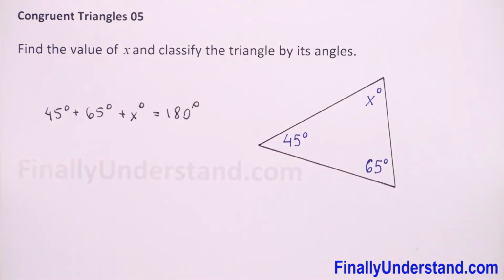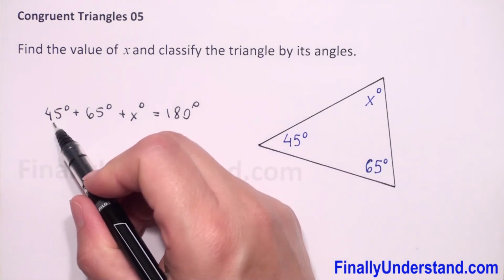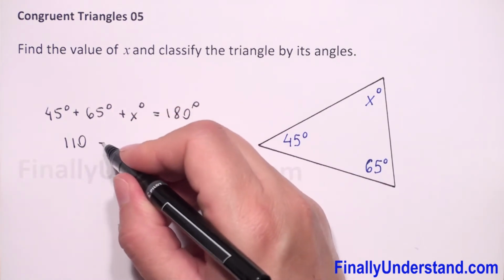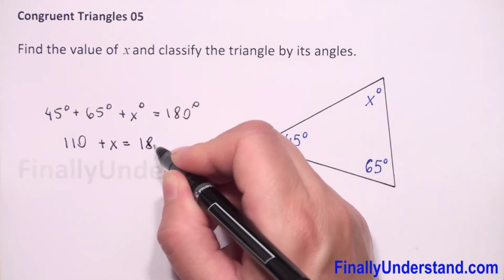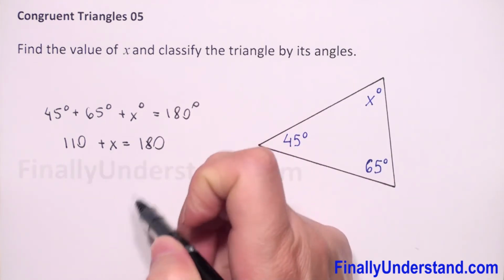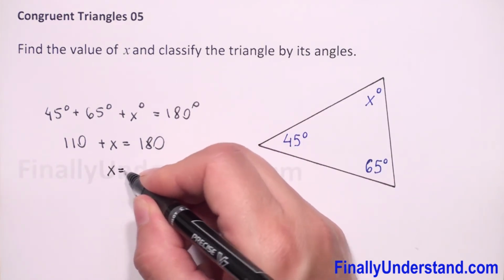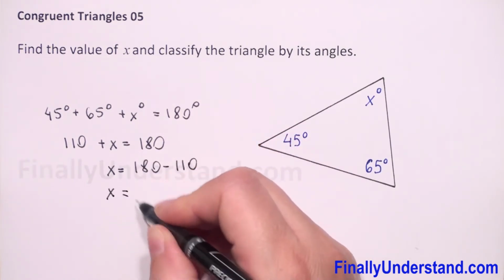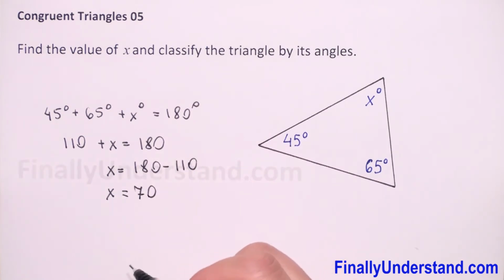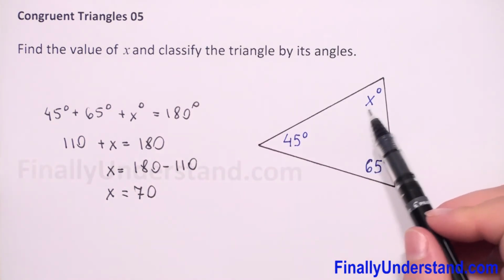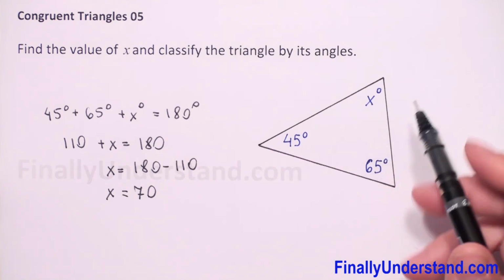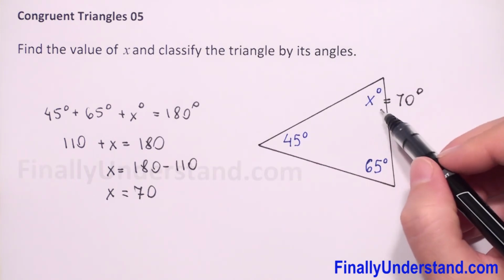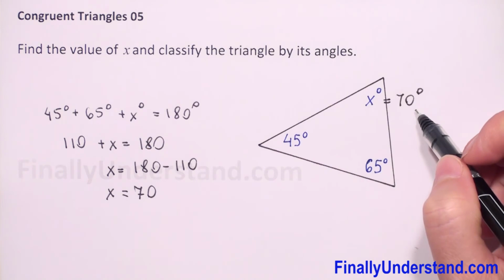Let's forget about degrees. So we have 45 plus 65 is 110, plus x is equal to 180. So I will move 110 to the right side. So we have x is equal to 180 minus 110. So x is equal to 70. So the third angle has 70 degrees. The measure of the third angle is 70 degrees.